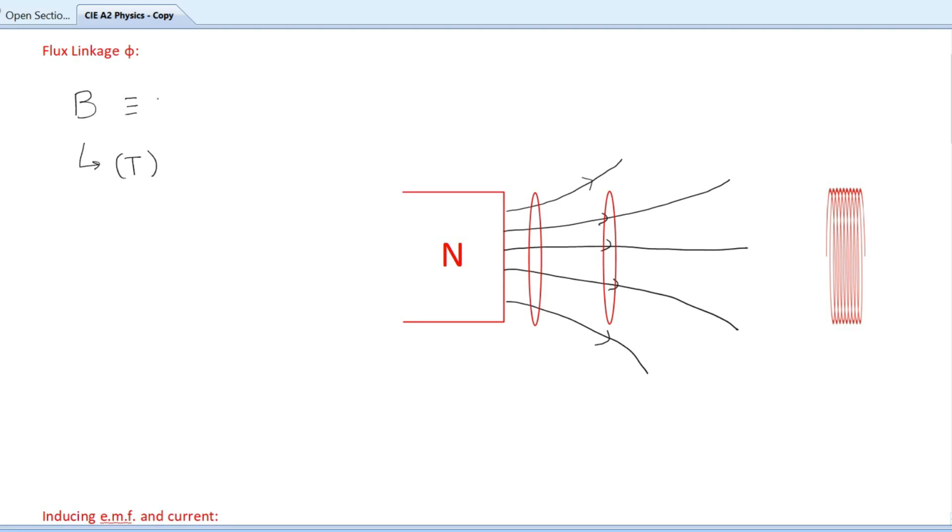But it had a simpler definition, and it was the number of flux lines per unit area. So the flux density is the number of lines in a 1 meter squared area.